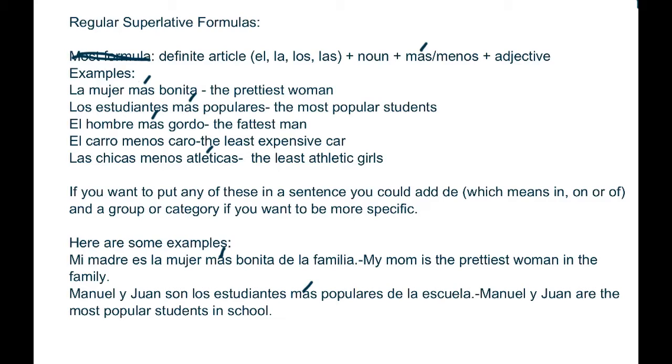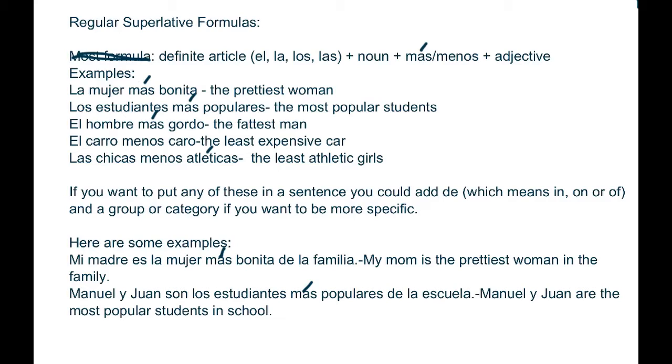Now, if you want to put any of these in a sentence, you could add de. De itself means in, on, or of, and then you could also include a group or a category if you want to be more specific. So here are some examples. Mi madre es la mujer más bonita de la familia. My mom is the prettiest woman in the family. Manuel y Juan son los estudiantes más populares de la escuela. So Manuel y Juan are the most popular students in school.